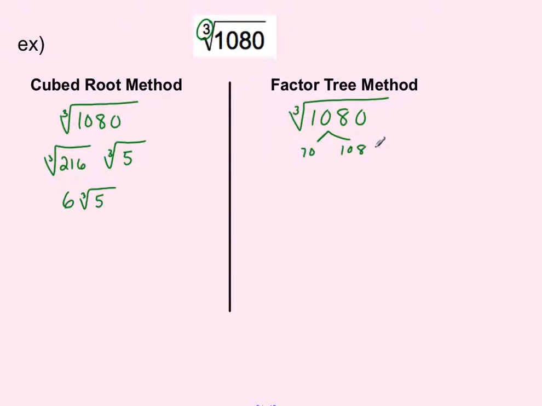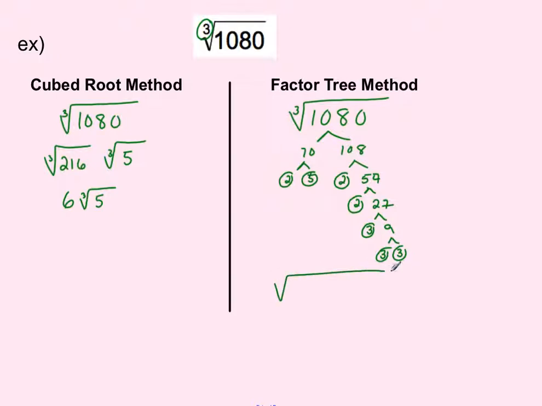Maybe you did something else. That's fine. 10 is 2 times 5. Those are both prime. Let's see. This is even, so it's divisible by 2. 2 and 54, which is certainly not prime. That's even, so it's divisible by 2. 2 and 27, that's not even, but it's divisible by 3. It's 3 and 9. 9 is 3 times 3. So there's my big fat list.